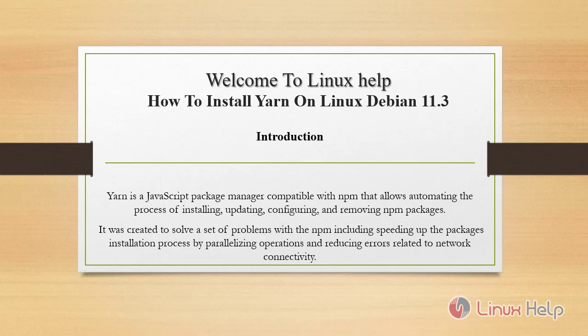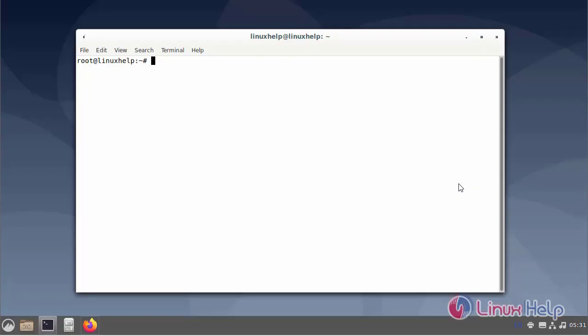Yarn is a JavaScript package manager compatible with NPM that allows automating the process of installing, updating, configuring, and removing NPM packages. It was created to solve a set of problems with NPM, including speeding up the package installing process by parallelizing operations and reducing errors related to network connectivity.